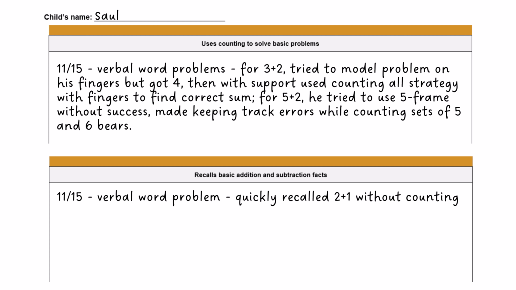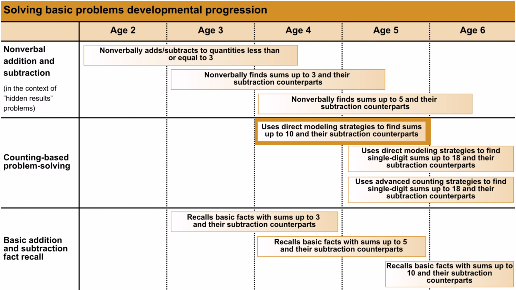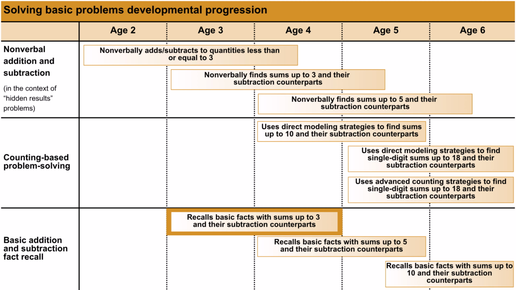Saul struggled to solve 5 plus 2, but this is likely due in part to him being unfamiliar with 5 frames. He also demonstrated keeping track of errors while counting. Saul's counting-based problem-solving skills fall within the first band on the progression. His basic addition and subtraction fact recall fall within the first band on the progression. Given that Saul is 4 years old, his performance is consistent with other children his age in both skill domains.